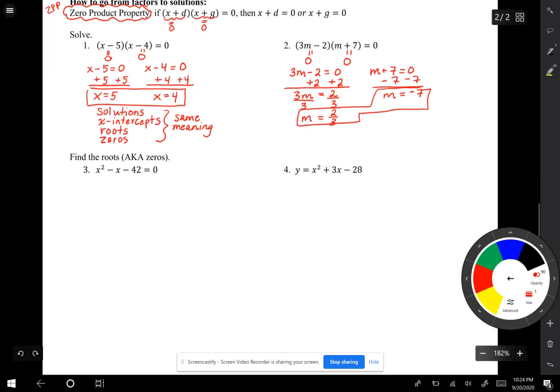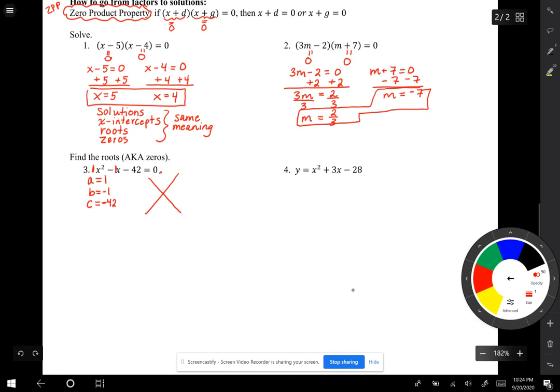Now on the last 2, notice they are not in factored form. So you must factor first and then solve. So how do you know it's not factored form? Because you have no parentheses. You can't just put parentheses around the whole thing. So it must look like problems 1 and 2, very similar. So notice the number 3 is already set equal to 0. And when it is, you can identify A, B, and C. A is 1. Remember, it's 1. B is negative 1. C is negative 42.